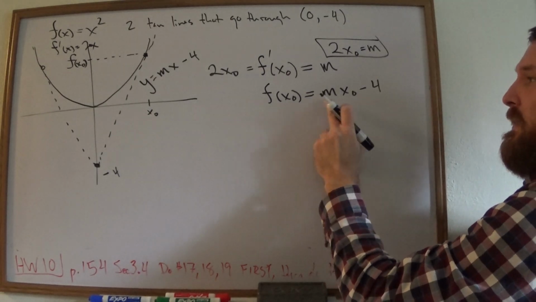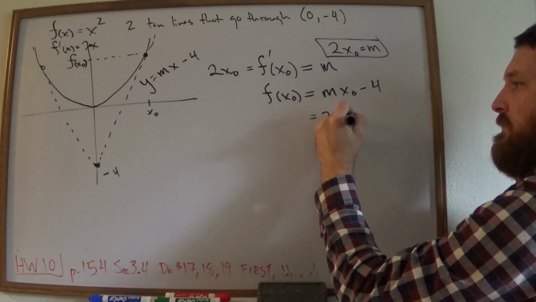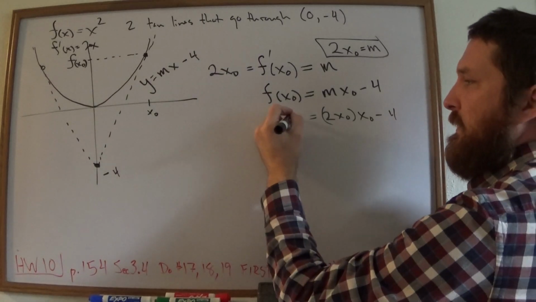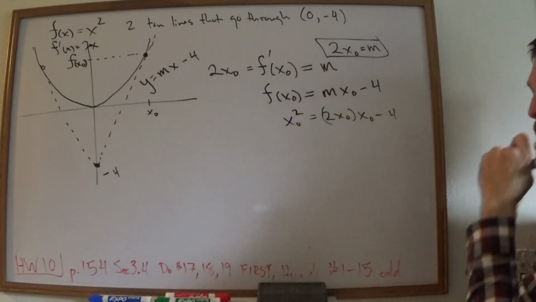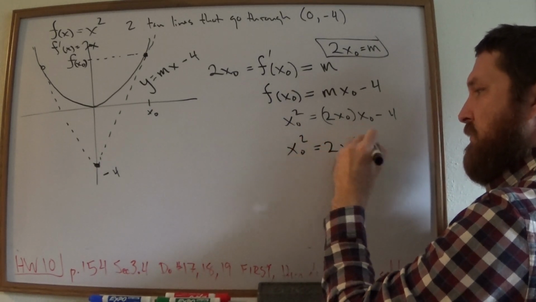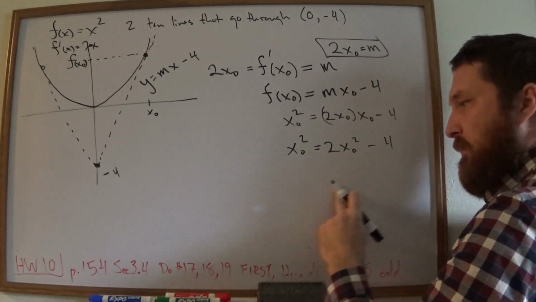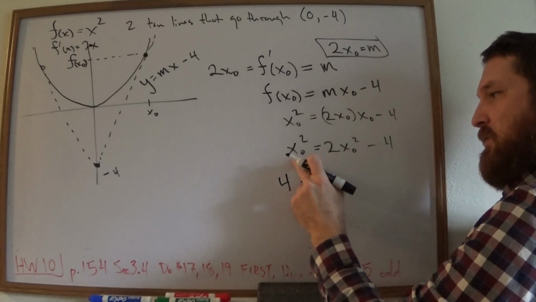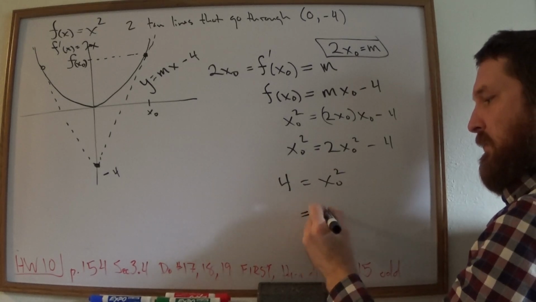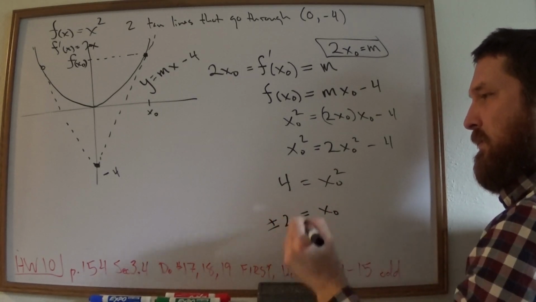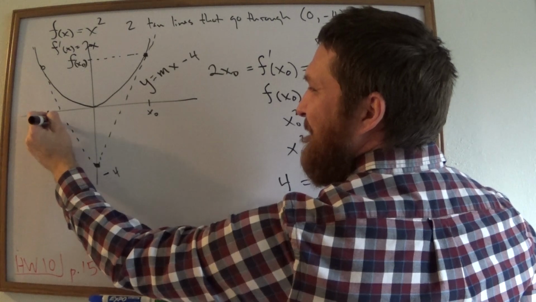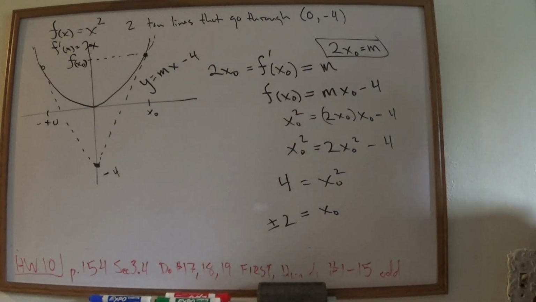And we know that m equals 2x0, so I can plug this in right here: 2x0 times x0 minus 4. f of x0 is x0 squared. And so we have x0 squared equals 2x0 squared minus 4. So I'm going to bring the 4 over and subtract off one of these to give me just one of them like that. Now take the square root and we get x0 is equal to plus or minus 2. And I'll bet you the other one is this guy right here. It's got to be, right? And so there you go.